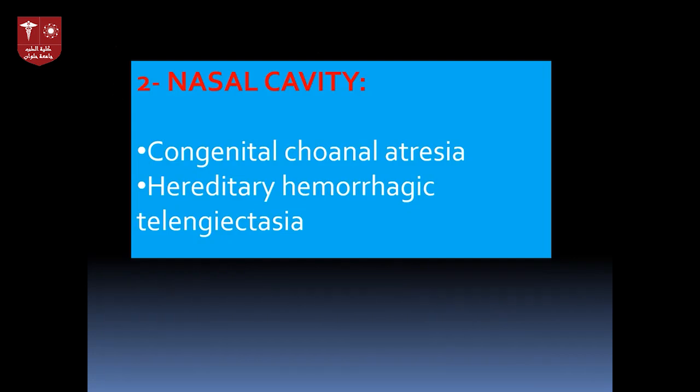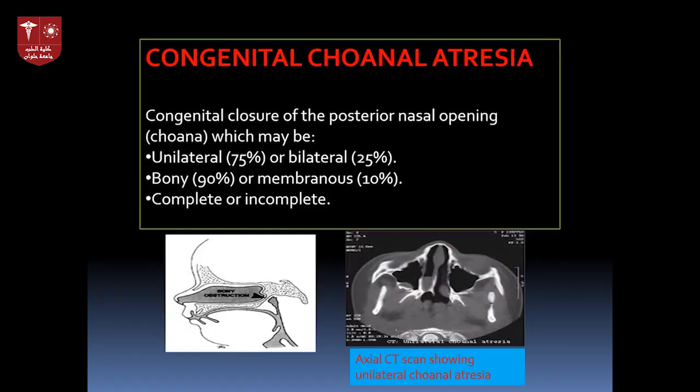Now let's pass from the external nose to the nasal cavity. We have congenital choanal atresia and hereditary hemorrhagic telangiectasia. What's congenital choanal atresia? Do you remember the choana we talked about in the anatomy lecture? Congenital choanal atresia is closure of the posterior nasal opening, the choana, which may be unilateral, 75%, or bilateral, 25%. Bony in 90% or membranous in 10%. Complete or incomplete.